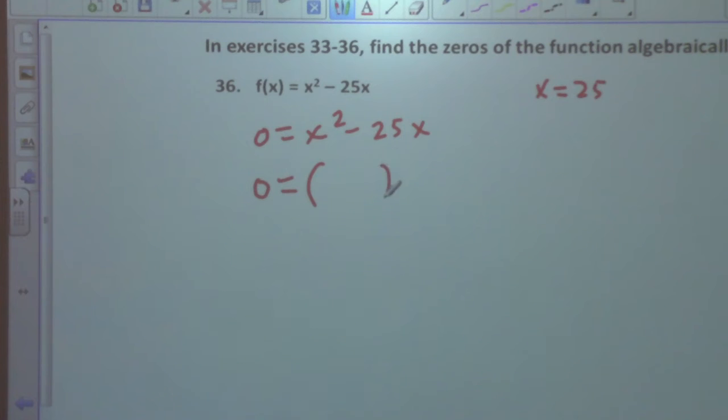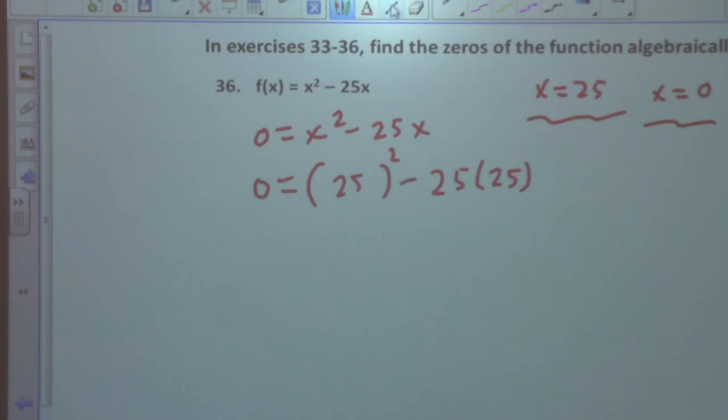We're going to test Kayla's solution here. If we take 25 squared, right, minus 25 times 25, so 25 squared is 25 times 25, minus 25 times 25 equals 0. So this is a correct solution. Is that the only correct solution? Yes. X is equal to 0 also.